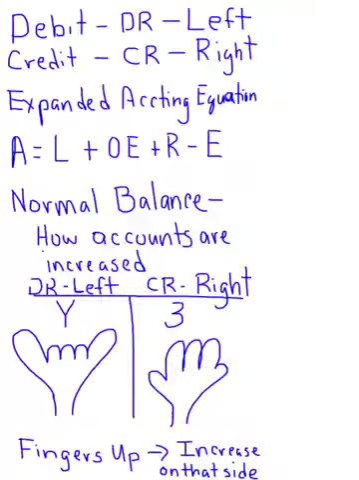Alright guys, welcome back. Today we're going to discuss debits and credits. Debit is abbreviated by DR, credit is abbreviated by CR. As far as the definitions for debits and credits go, debit simply means left, credit simply means right, and that is really all the definition that there is out there for them.